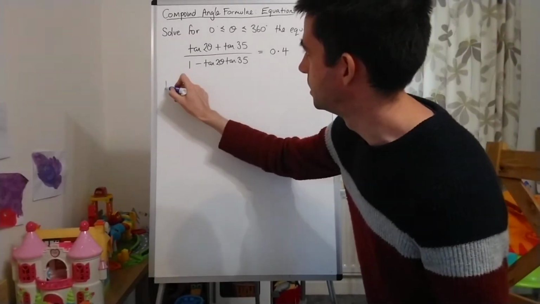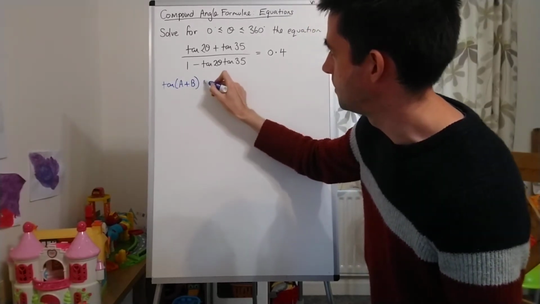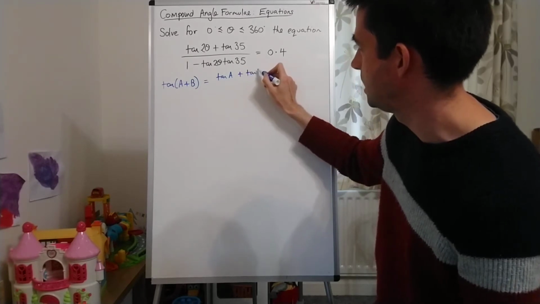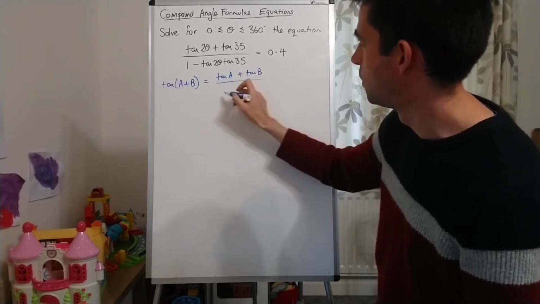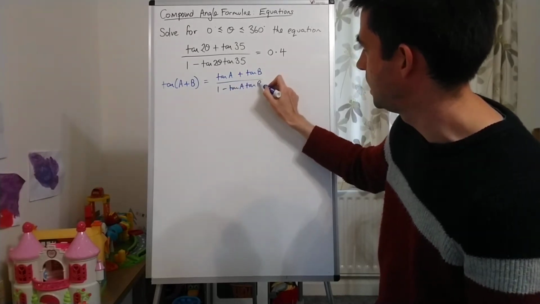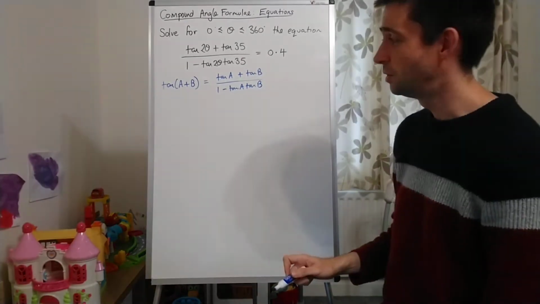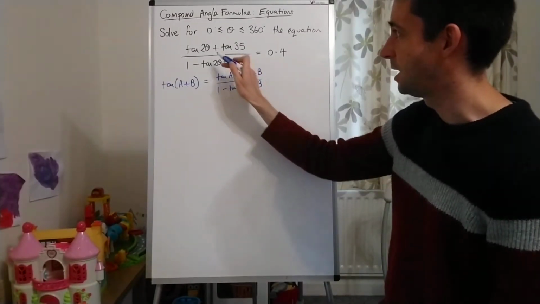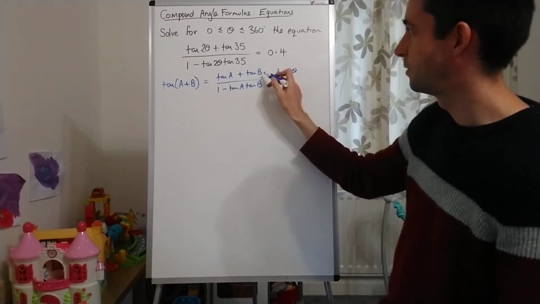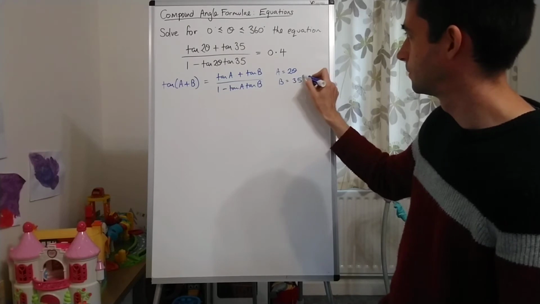So the first thing I'm going to do is just write out the identity: tan(A plus B) equals tan A plus tan B over 1 minus tan A tan B. And just by writing that out, you can probably see really easily that wherever I have A, I've got 2θ, and wherever I see B, I've got 35 degrees.